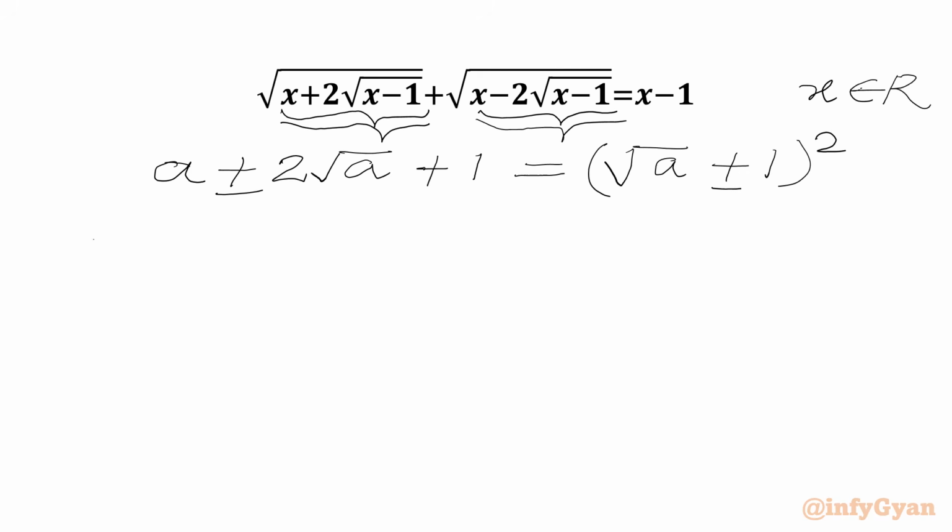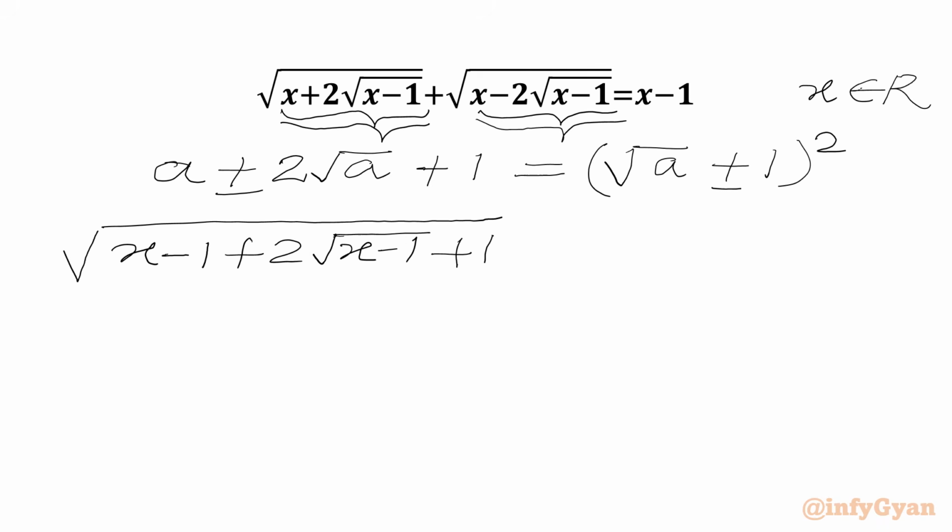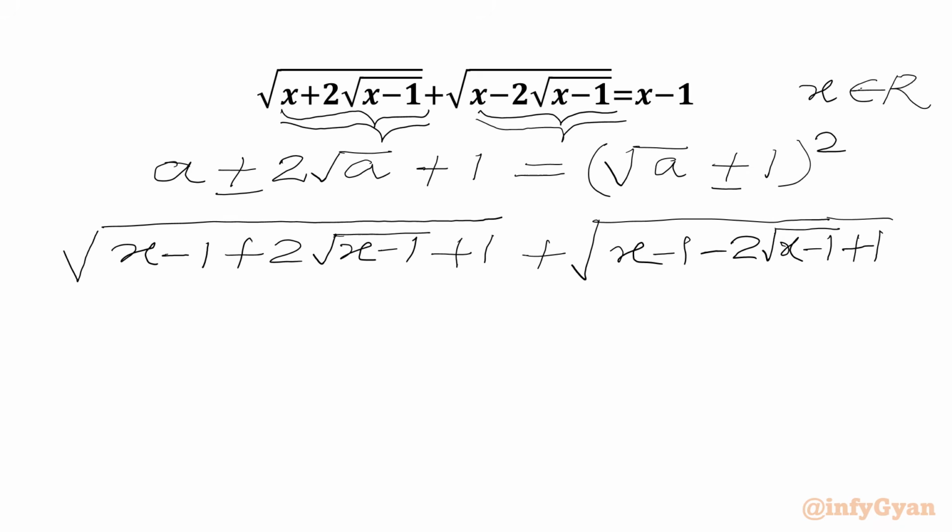So what we will do here, we will add 1 and subtract 1 inside the radicand part. So I will write here square root x minus 1, then we have 2 times square root x minus 1. We have subtracted 1, so we have to add 1. Same way we will write square root of x minus 1, then we have minus 2 times square root of x minus 1. We have subtracted 1, so we have to add 1. This will be equal to RHS x minus 1.